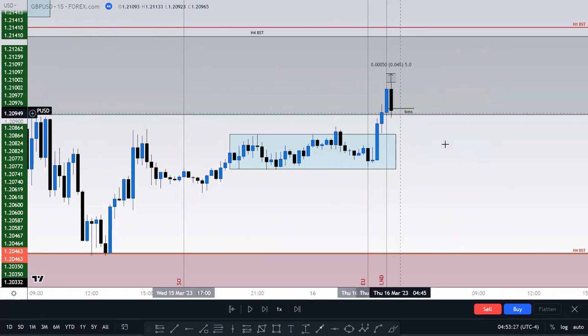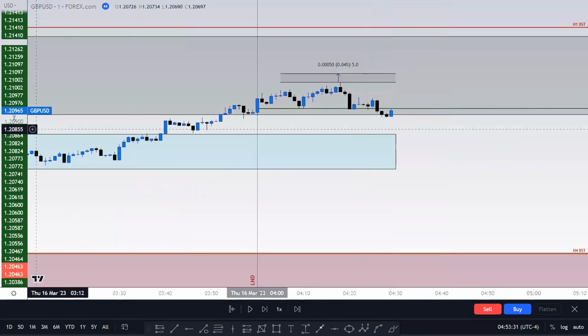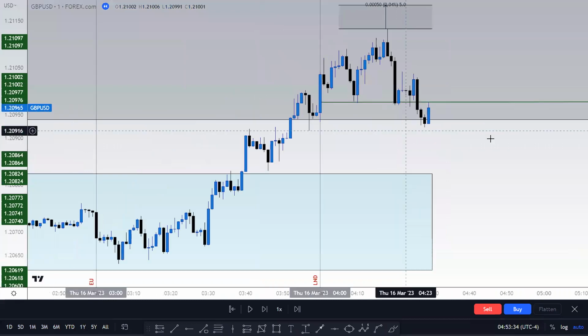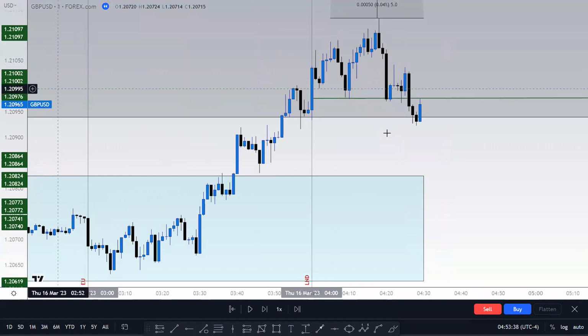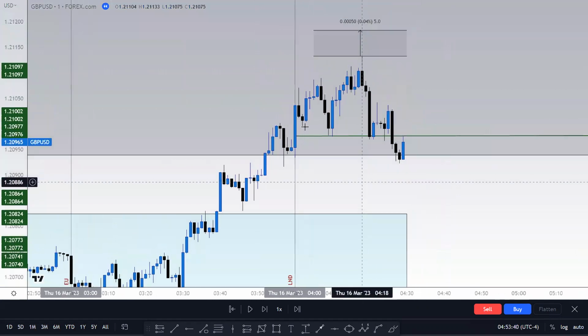So in this case, obviously short was the most optimal setup. The confirmation to go short was quite simple in London. We had, obviously, price deliver the initial high.